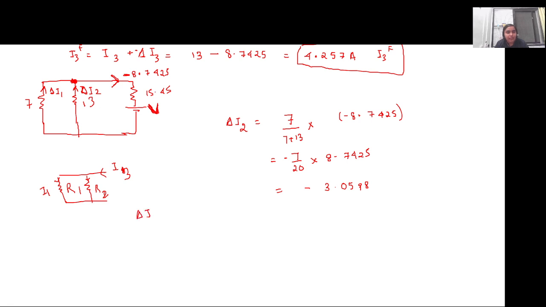Similarly, you can find del I1. So it will be 13 by 20 into minus 8.7425. So it will be minus 5.6826. So final I1, I2 and I3.